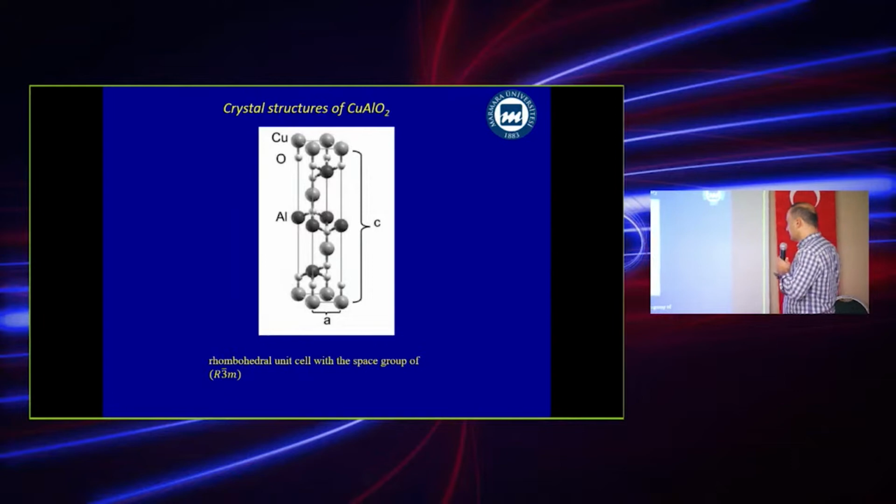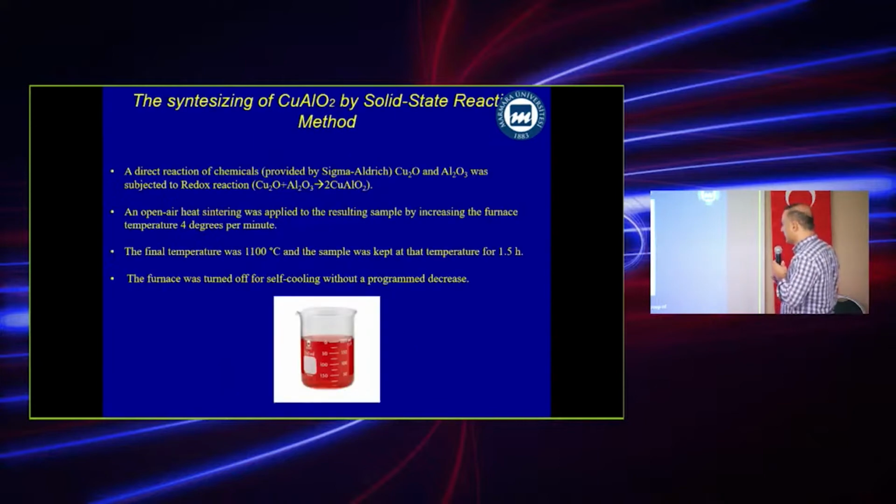So this is a schematic of the crystal structure. The crystal structure of copper aluminum O2 is a rhombohedral unit cell with the space group R-3m. To synthesize copper aluminum O2, we use the solid-state reaction method. We used open-air heat sintering, increasing the furnace temperature by 4 degrees per minute.